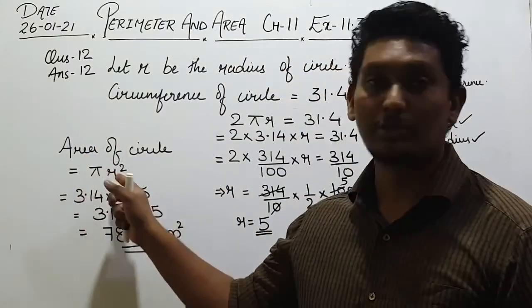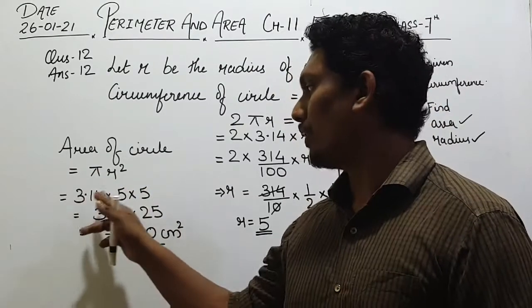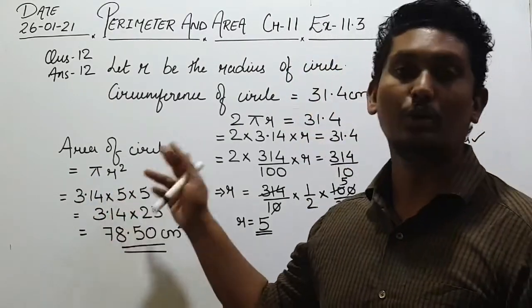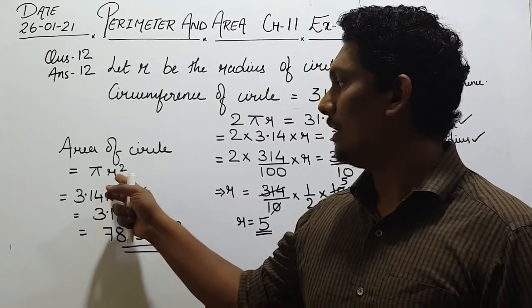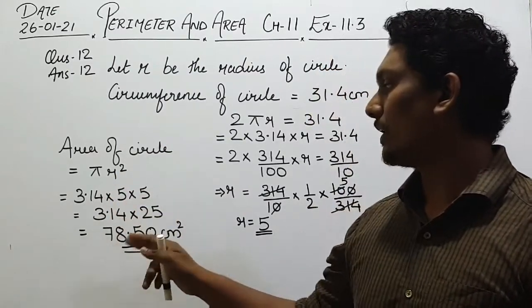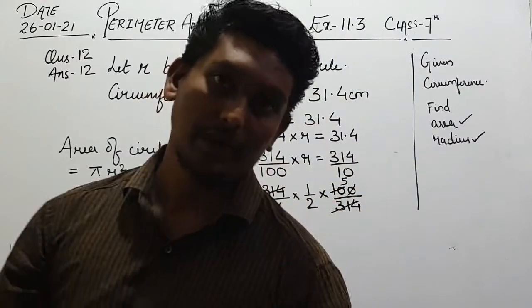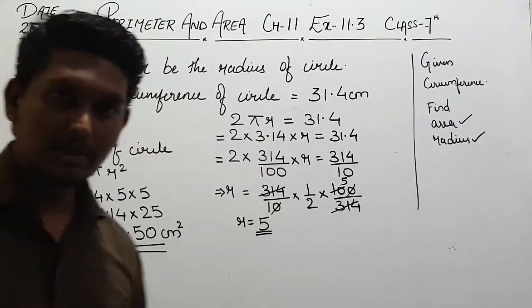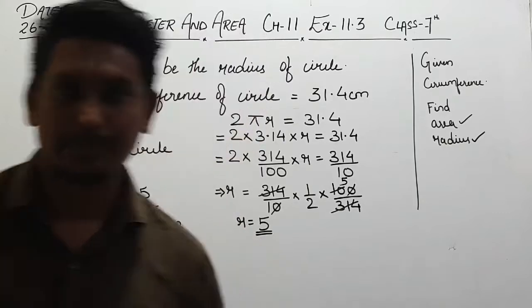So the formula for the area is pi r square. So 3.14 into 25. 2 times r square means we have to write the radius 2 times, right? 5 into 5. So you will get the final answer 78.50. Hope the question is clear to you. Just go through it.